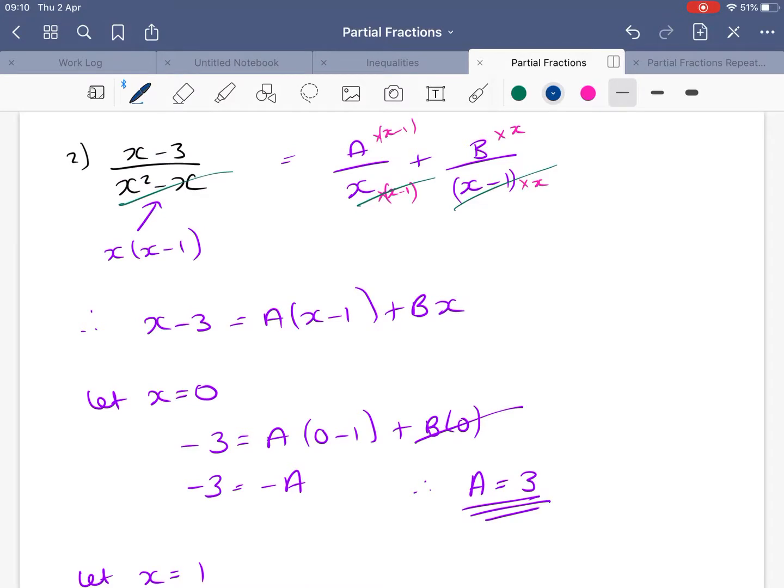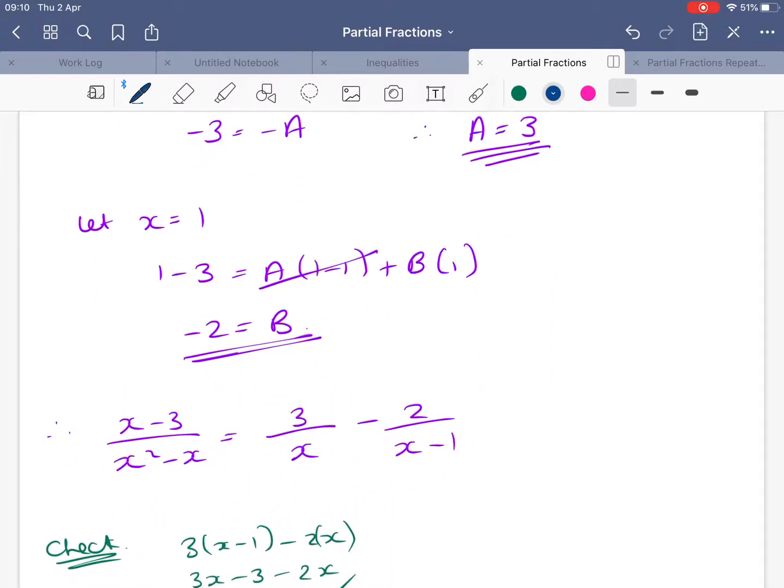Okay. Number 2, when you factorise that bottom, the way you do it is you take out a factor of x. So you end up with x times x minus 1. Okay, so then you do your partial fractions. First substitution I did was x is 0. I got a nice a equals 3. Then I let x equal 1 and ended up with b equals -2. So my partial fraction was 3 over x minus 2 over x minus 1.